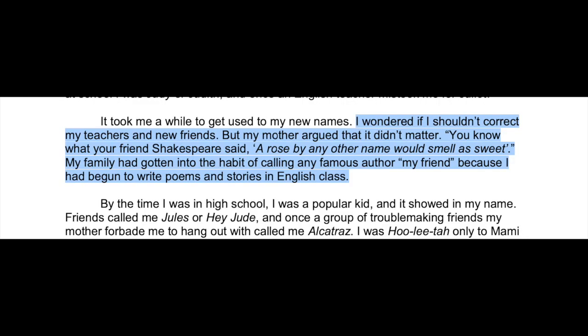So the last thing we're going to cover today is words of the wiser. So in Alvarez's story, a word of the wiser moment is in paragraph 4 when Julia states, "I wondered if I shouldn't correct my teachers and my new friends, but my mother said it didn't matter. 'You know what your friend Shakespeare said, A rose by any other name would smell just as sweet.' My family had gotten into the habit of calling any famous author my friend because I had begun to write poems and stories in my English class."